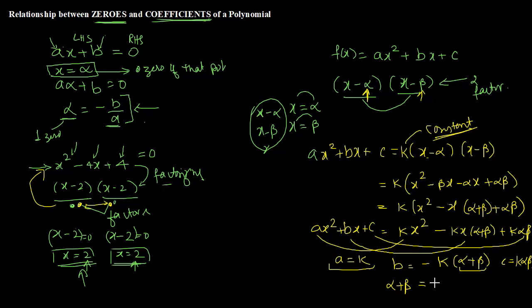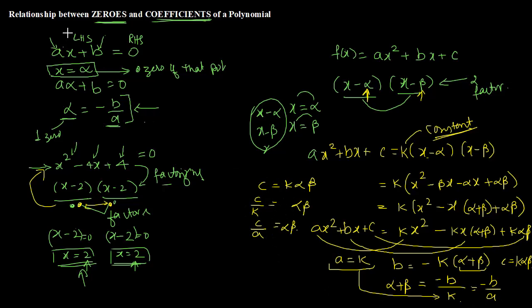Alpha plus beta will be equal to, if I take minus on that side, minus b divided by k, but k is a, as you can see, so that becomes minus b by a. And then similarly c equals k alpha beta, so alpha beta will be equal to c by k. k is a, so automatically this becomes c by a.